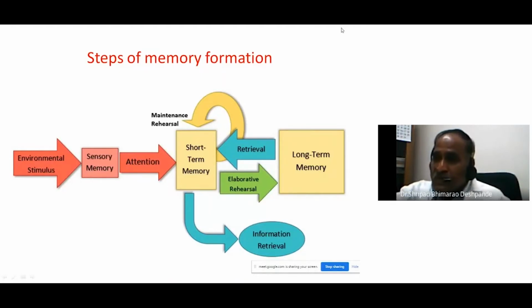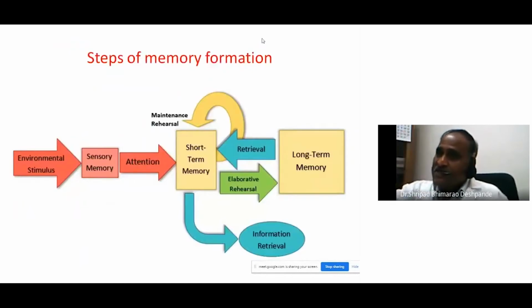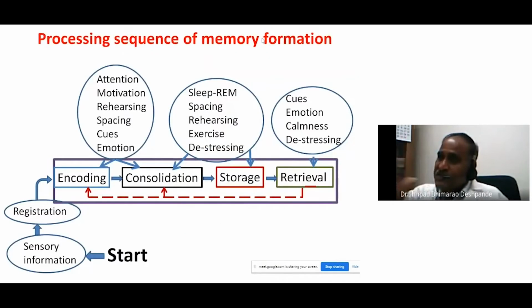Now go with the next component. I mentioned there are stages or a processing sequence of memory formation. This is how the stages happen: from the sensory memory, short-term memory, working memory, and long-term memory, how they are processed. Now in this, what are the various sequences or stages? We have 4 components: encoding, consolidation, storage, retrieval.